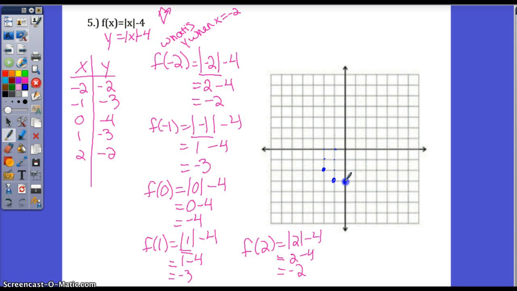0, negative 4, 1, negative 3, 2, negative 2, and again, connect them with arrowheads because you could pick whatever you wanted. There was no domain.